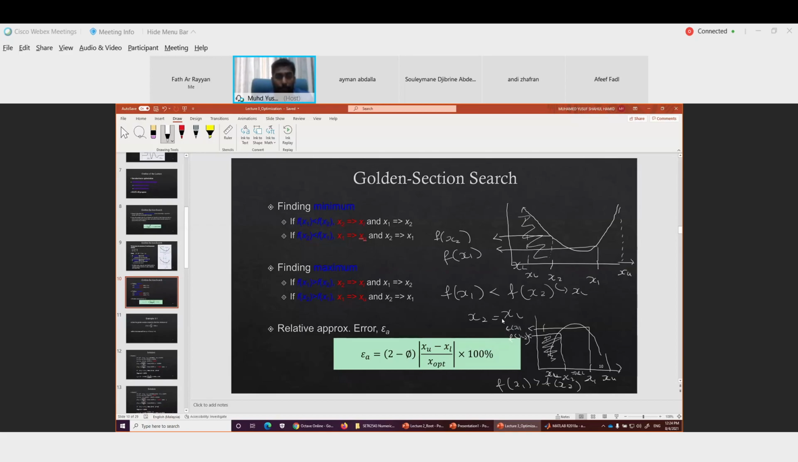Is that clear? Finding the minimum and maximum just changes which part you want to remove. Basically, if you want to find the minimum, you remove whatever part has the higher f(x) value. And if you want to find the maximum, you remove whatever part has the minimum value. Is that clear?